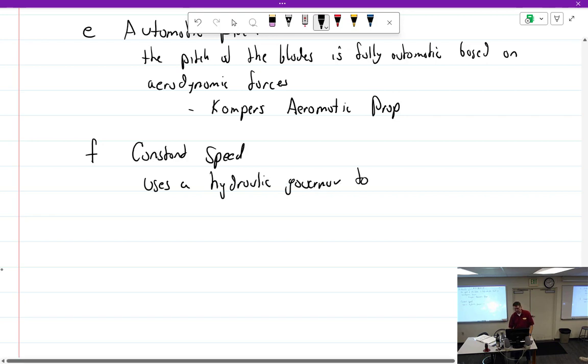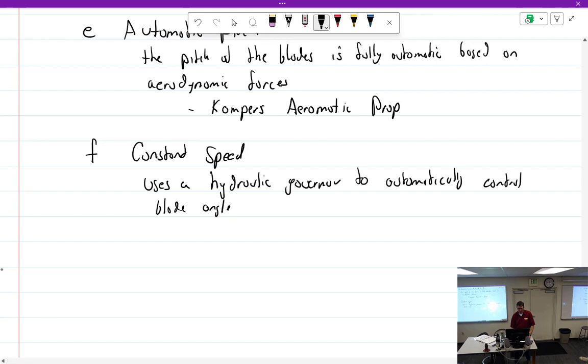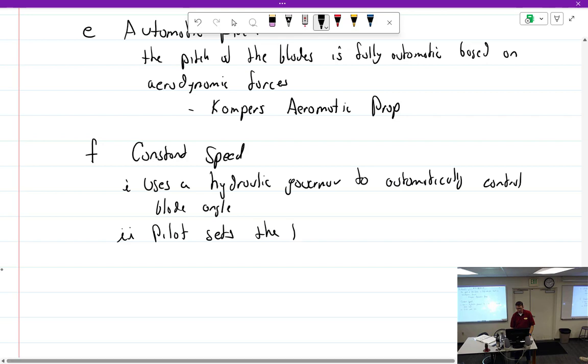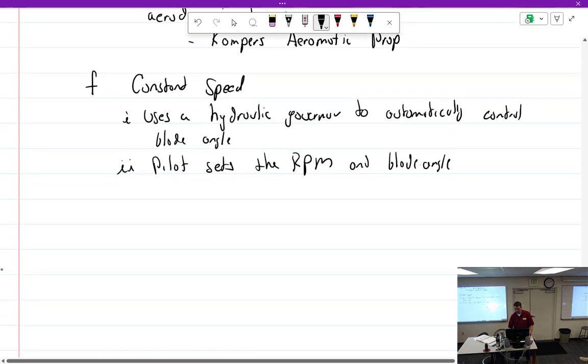To automatically control blade angle. Pilot sets the RPM, and blade angle changes to hold the RPM.